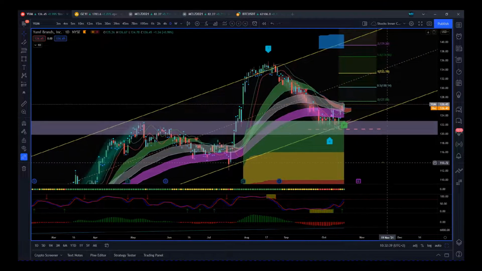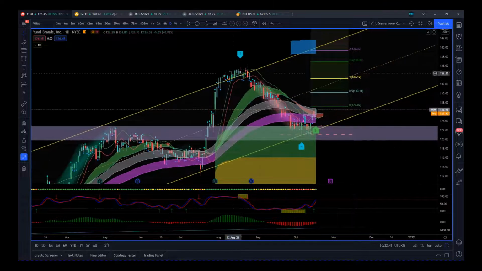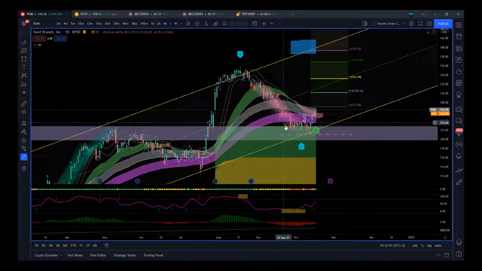So now we've had a wave 4 pullback on the daily time frame. This is that support and resistance zone that we talked about before. Again, into the green zone, wave 4 pullback. We're wanting to be trading this fifth wave.